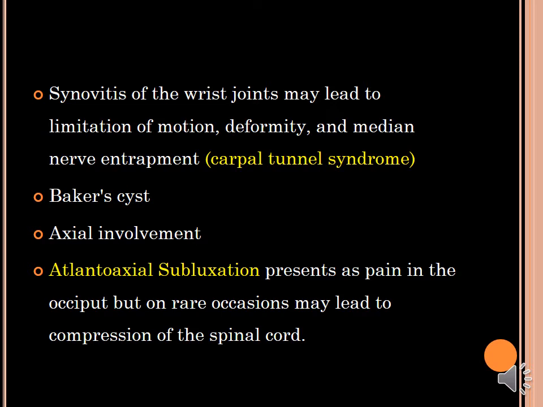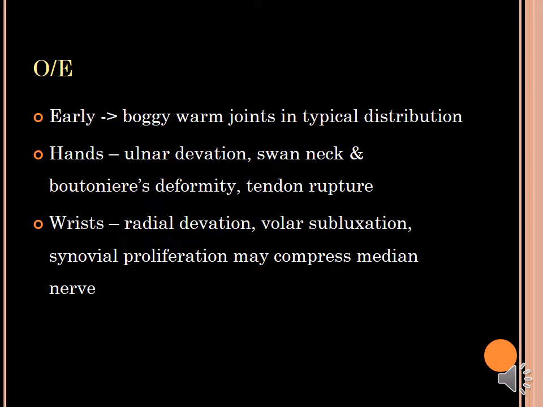When there is inflamed synovium, it affects joints as well as the periarticular muscles and periarticular soft tissues, in which the median nerve can be entrapped, which is called carpal tunnel syndrome. Another thing is Baker's cyst, which develops in the knee joint. It can also involve the axial skeleton. As already discussed, atlantoaxial subluxation of the C1-2 vertebra can present as pain in the occiput region, but on rare occasions may lead to compression of the spinal cord.